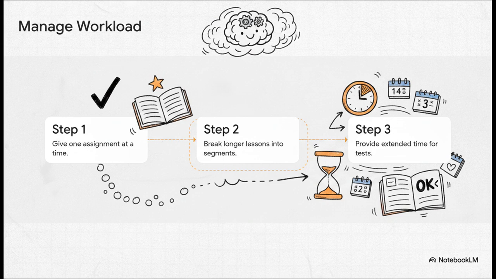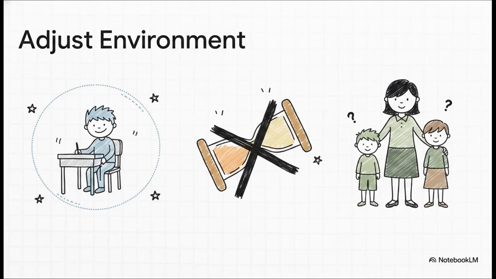Step 1, give them just one assignment at a time. Don't throw the whole shebang at them at once. Step 2, break longer presentations down into discrete, bite-sized segments to minimize distractions. And Step 3, provide extended time for exams and for finishing assignments. By tweaking the workload to actually match their attention span, you're setting the student up for a win rather than a failure.